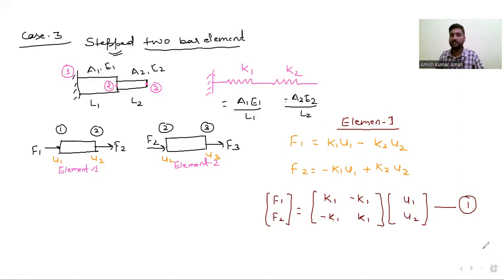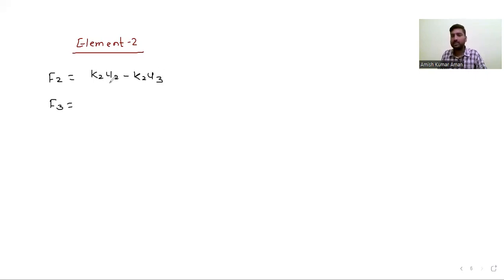Now next, for element number 2. So for element 2, what will be the equation? For element 2, 2 means second node and third node. So we have to write the equation for F2, and we have to write the equation for F3. F2 will be equal to K2 U2 minus K2 U3. Displacement, nodal displacements U2 and U3 we have to take. For F3, we can write minus K2 U2 plus K2 U3. This will be the equation.